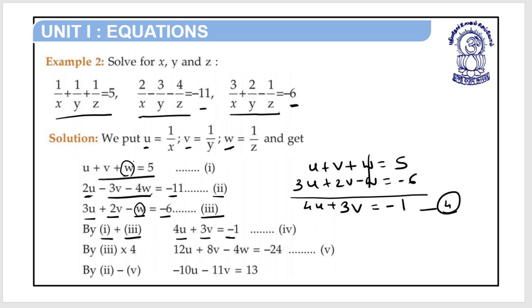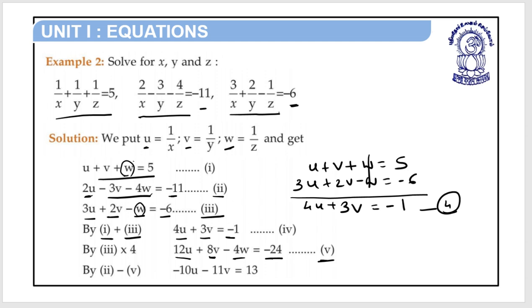Multiplying equation number 3 by 4, we will get 3 4s are 12, so 12u plus 4 into 2, 8v, minus 4w is equal to minus 6 into 4, so minus 24. So this is equation number 5. Now what is common between equation number 2 and equation number 5?